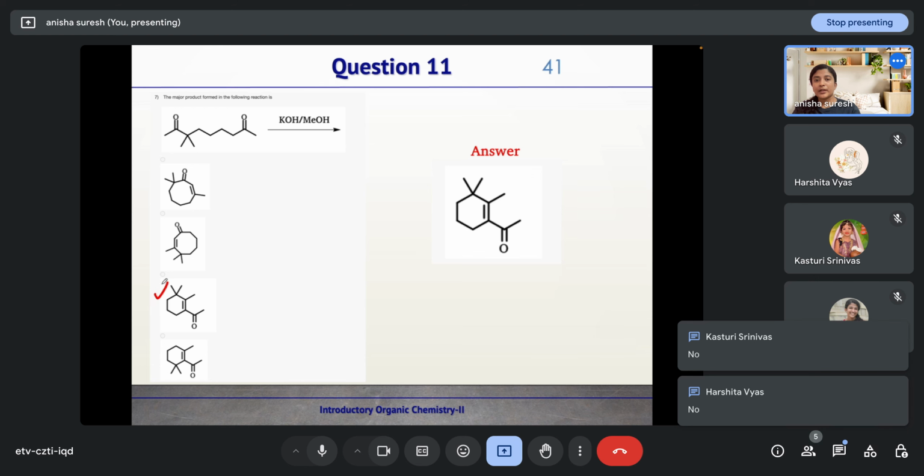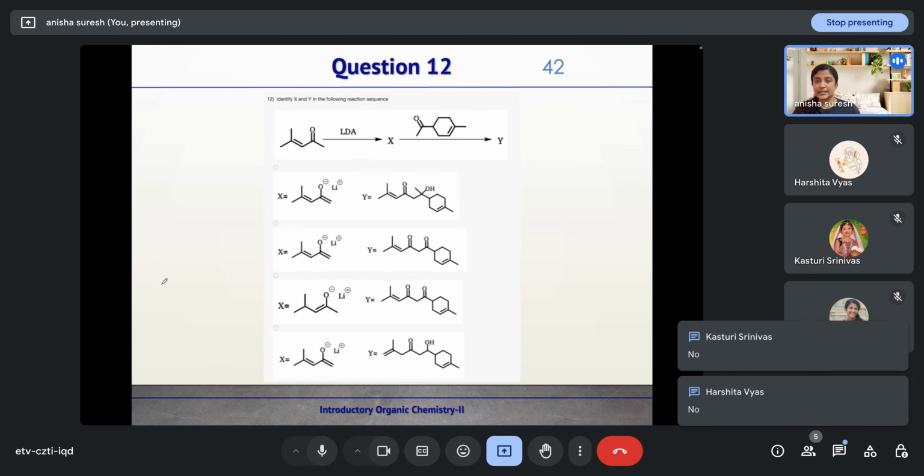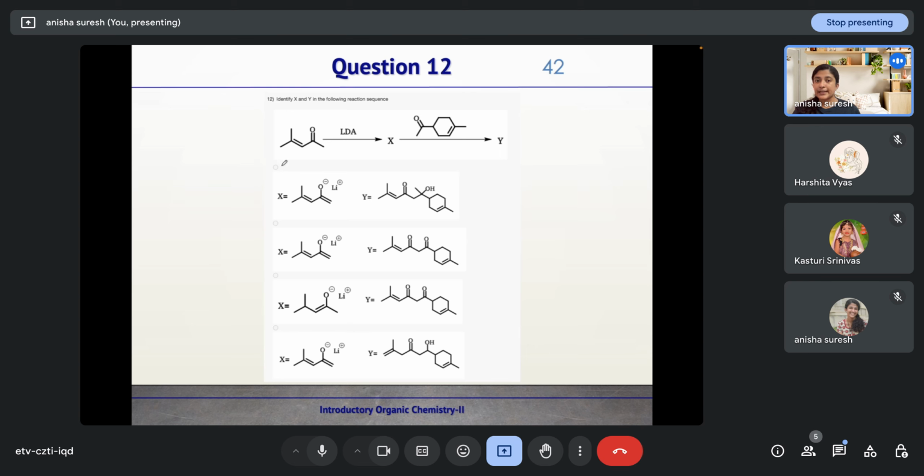Okay. Now coming to the last question in this session. Identify X and Y in the following reaction sequence. So this is our starting compound. It is treated with LDA, that is lithium diisopropylamide, and it will lead to formation of X. Then that X will react with this carbonyl compound, leading to formation of Y. So what is X, what is Y?